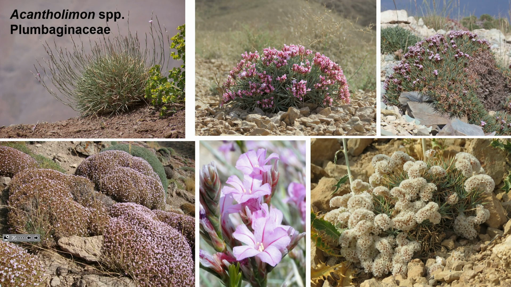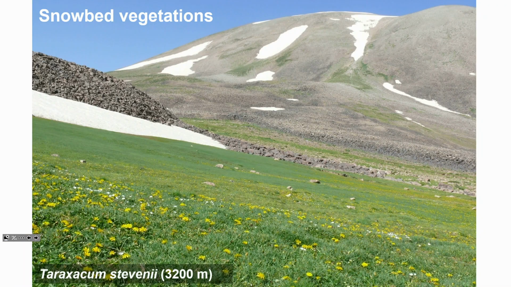Another genus which is very important for thorn cushions, Astragalus is very important, and Onobrychis. Astragalus has many thorn cushion species, and also Acantholimon is very, very important, having many species, around 80 species in the region, mostly endemic. And you can see how thorny cushion they are.